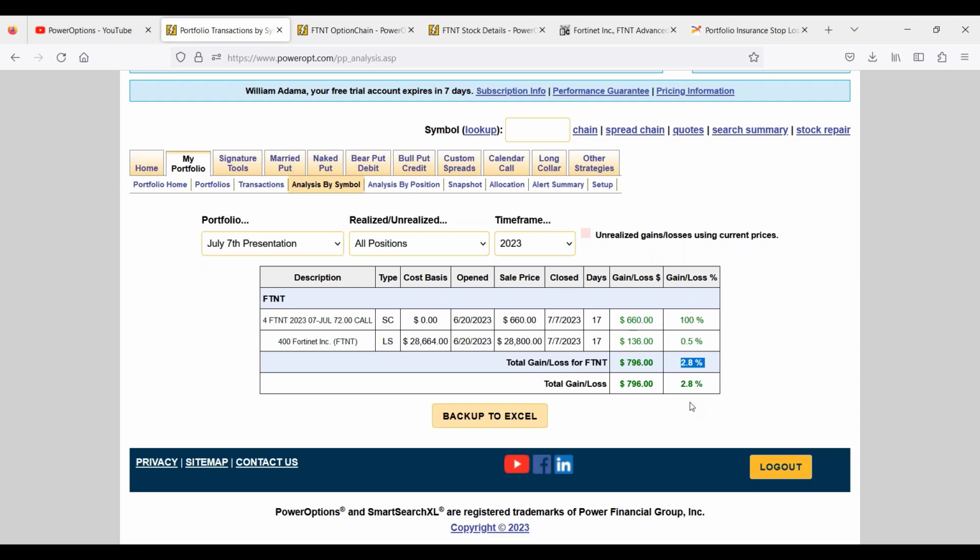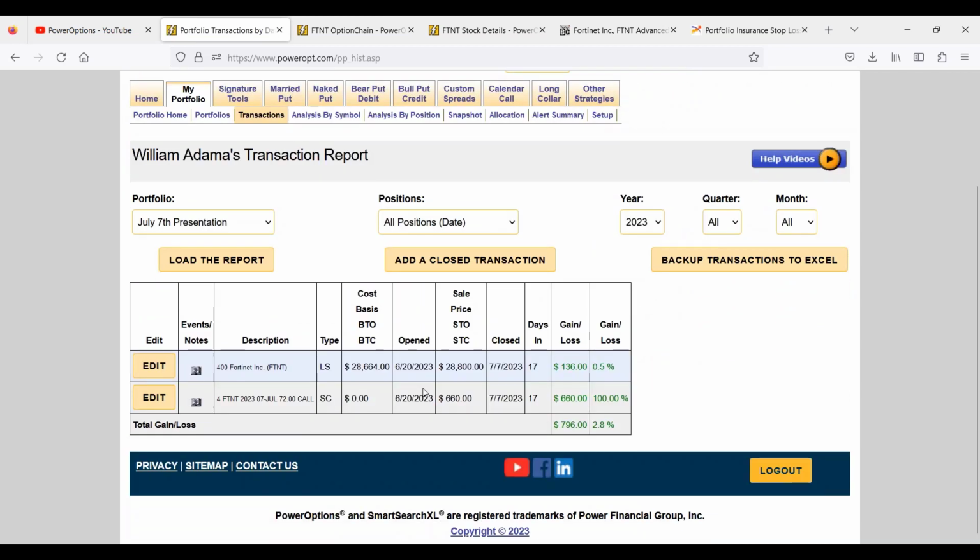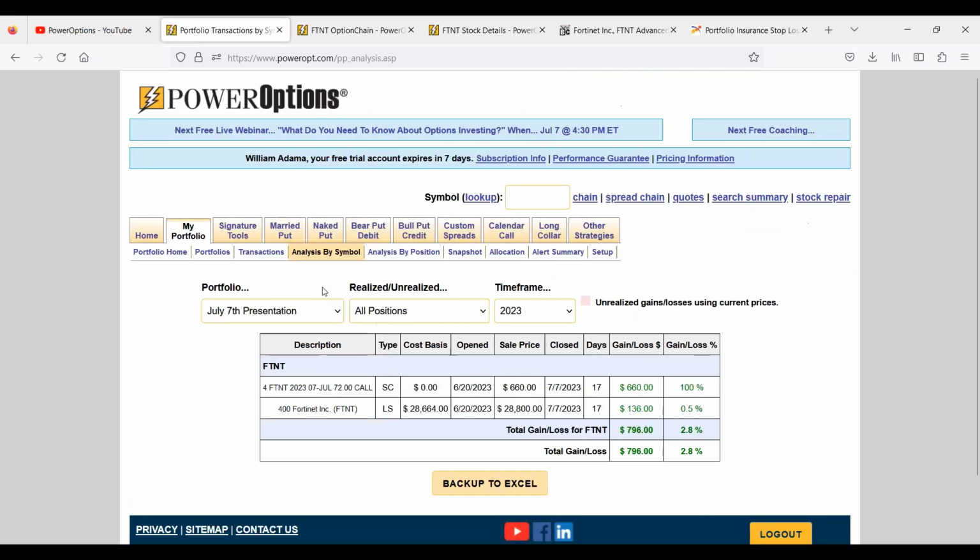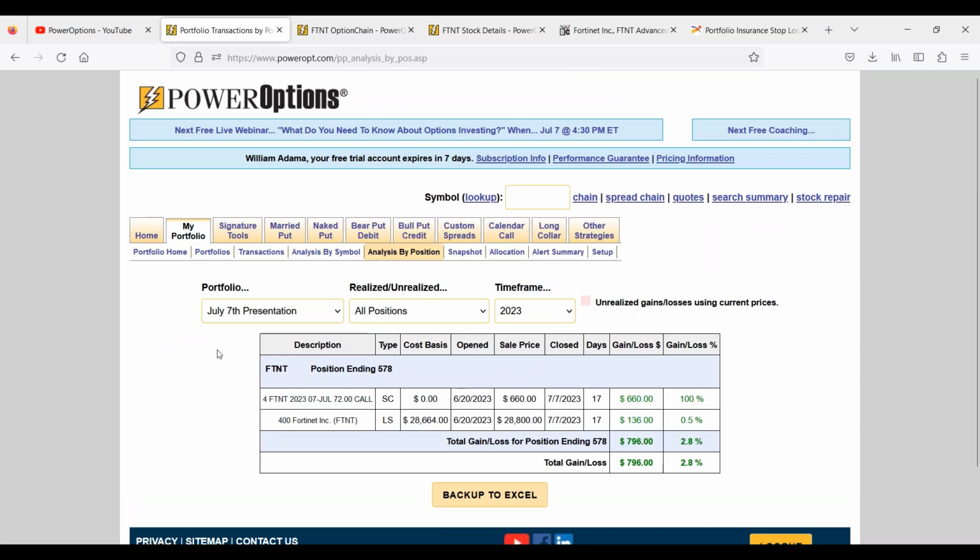Once you close, roll, or adjust a position, the closed leg or the closed position will appear in analysis by symbol or analysis by position. You'll also see a view of it in the transactions field. The transactions field is designed to be more of something to help with taxes: the open and close, sale price of the stock, original cost to open the position, option premium received, and total gain or loss on the option leg and the stock legs as well. But to me, an easier view is analysis by symbol or analysis by position.